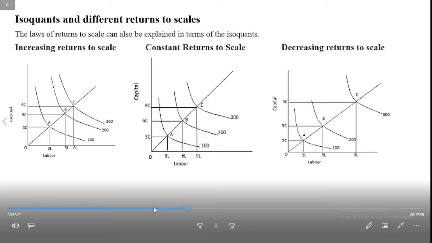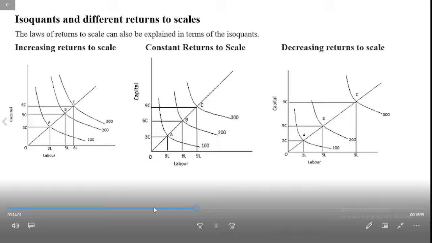Then we are able to produce an additional 100 units of output. Because for the first 100 units we were using 3 units of capital and 3 units of labor. Now we can see when we increase the output to 300 units, that means again an addition of 100 units of output, how many additional units of labor and capital are required? Just 1. 5 becomes 6. So with the help of an additional 1 unit of labor and 1 unit of capital, we are able to produce an additional 100 units of output.